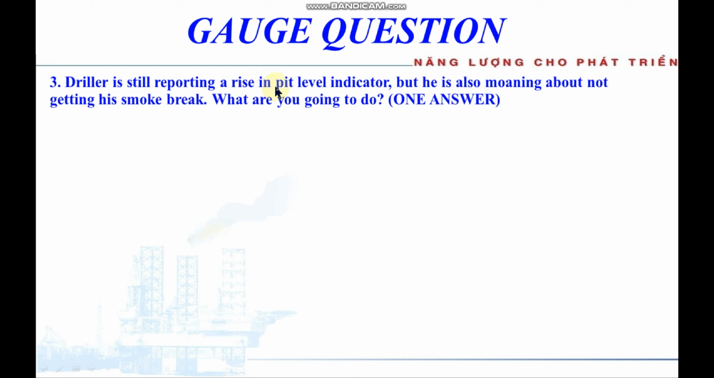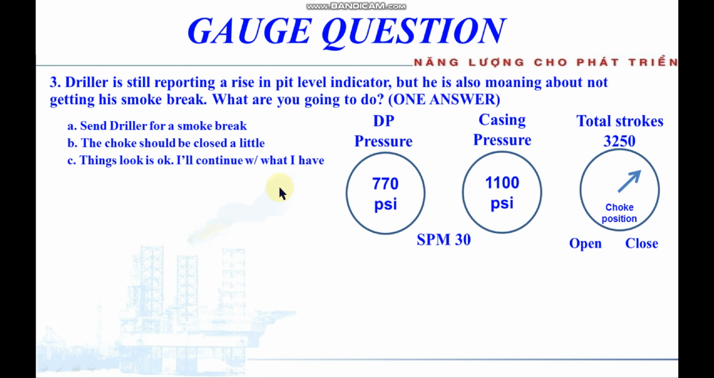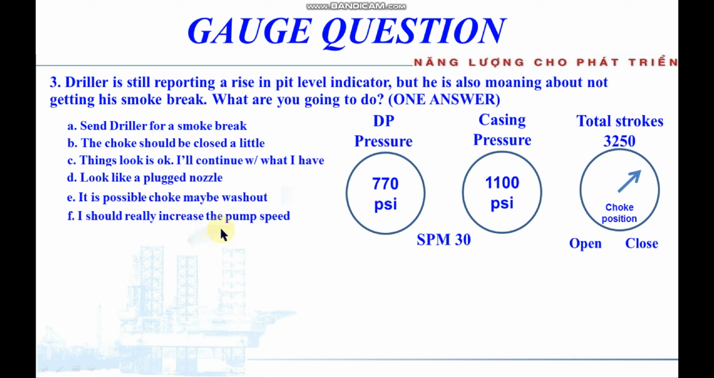Question 3. Driller is still reporting a rising pit level indicator, but he is also mumbling about not getting his smoke break. What are you going to do? One answer. Drill pipe pressure 770. Casing pressure 1100. Total strokes 3250. Pump 30. A. Send driller for a smoke break. B. The choke should be closed a little. C. Things look okay. I will continue with what I have. D. Looks like a plugged nozzle. E. It's possible the choke may be washed out. F. I should increase the pump speed. G. Pit level increase is causing pressure to drop, and the choke may be blocking up.